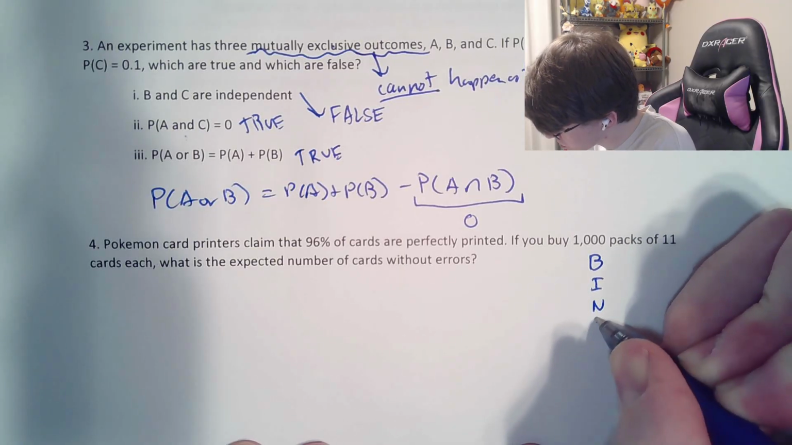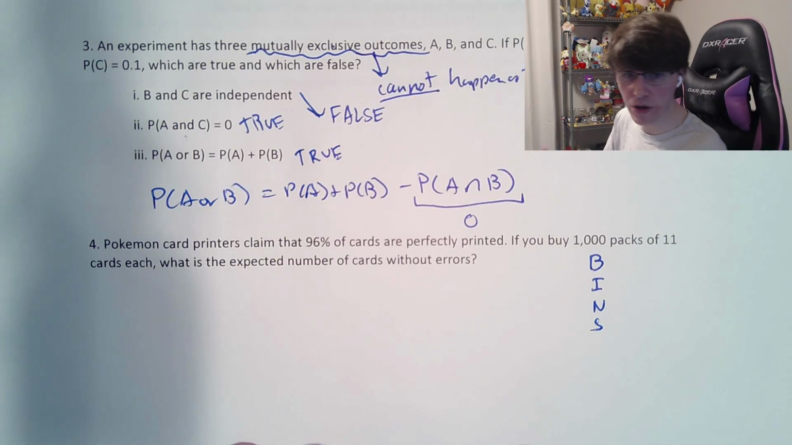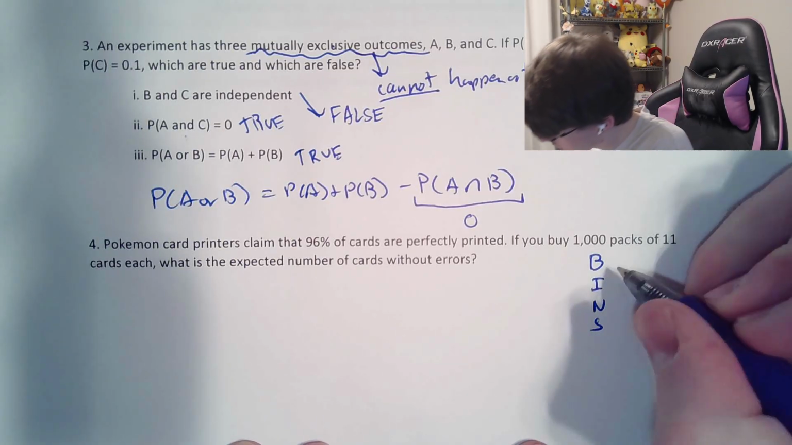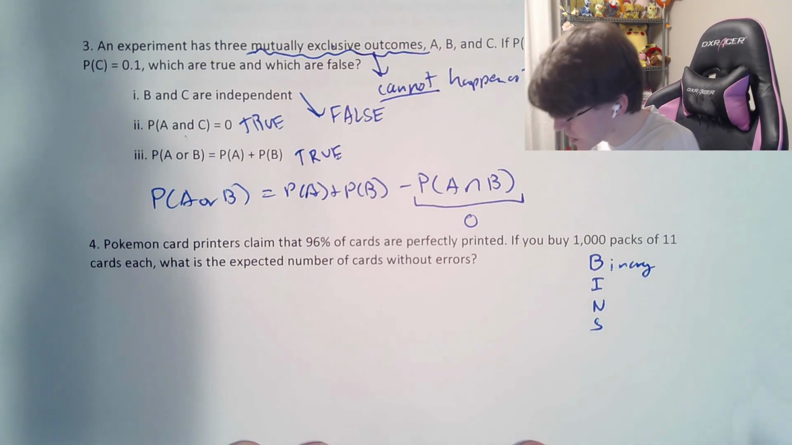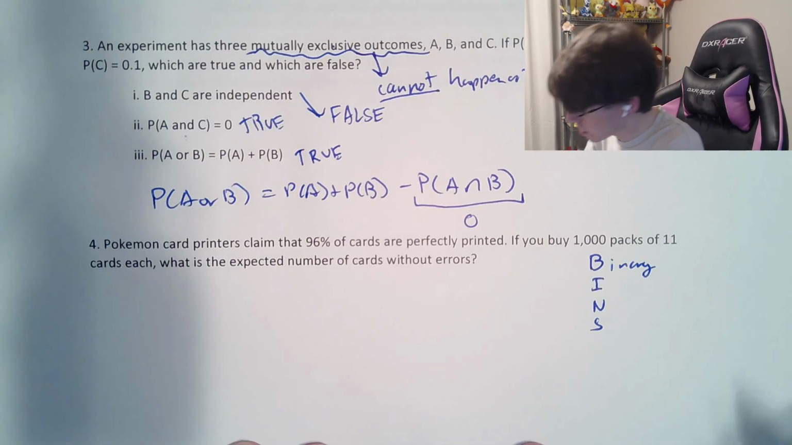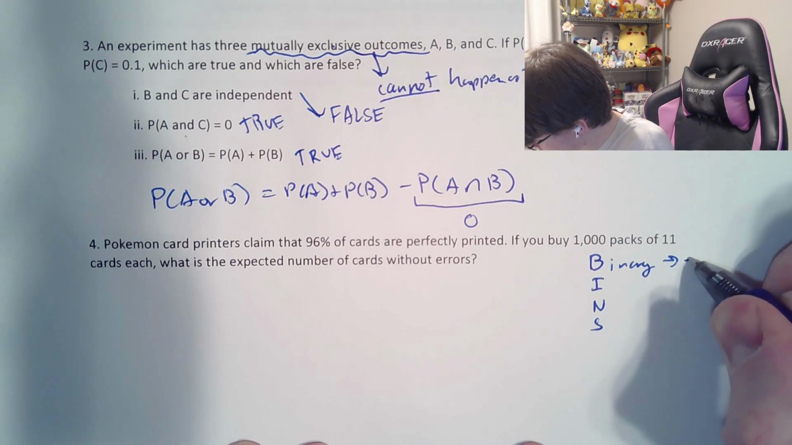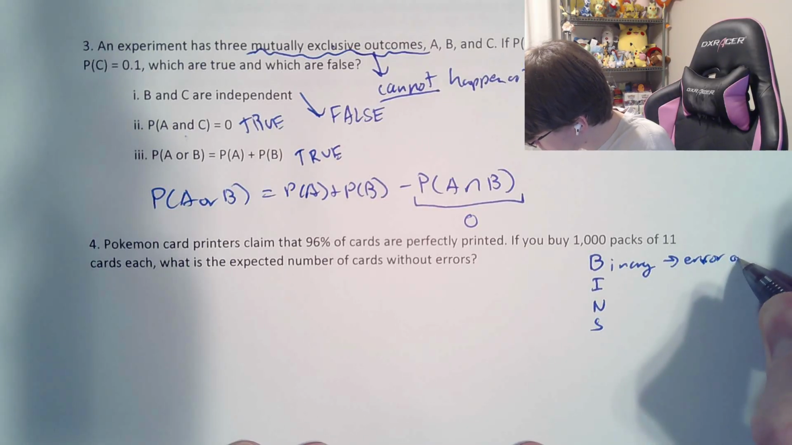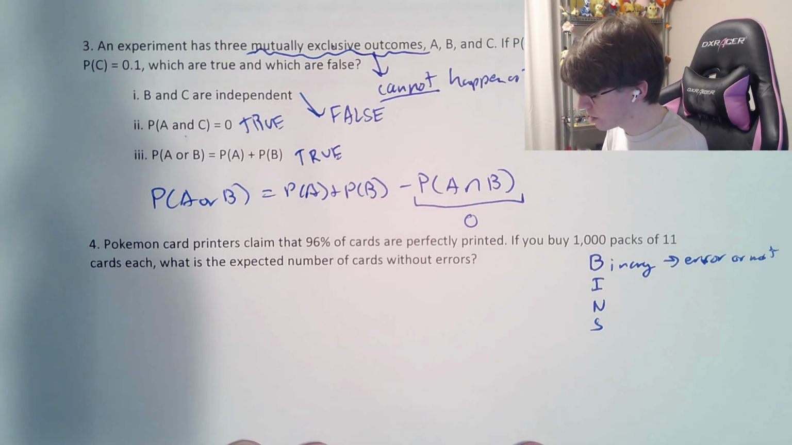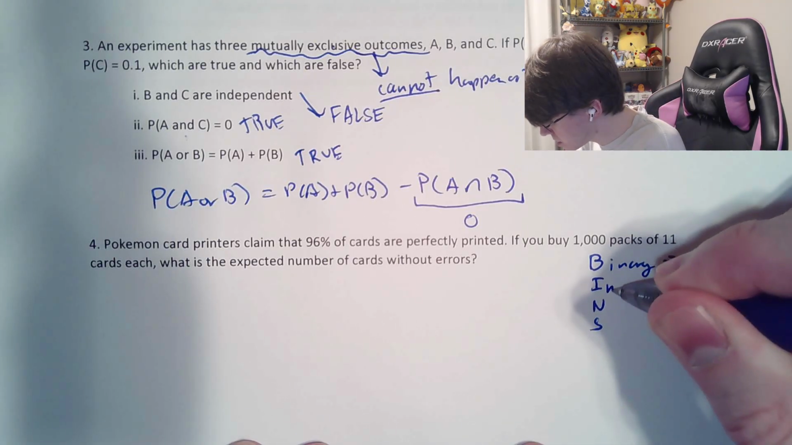I'm telling you right now, in the actual test I'm giving you, it's going to be binomial, so you don't actually have to verify it, but let's do this anyways. Binary: it either is perfectly printed or it's not. So it is error or not. So definitely binary. Is it independent?